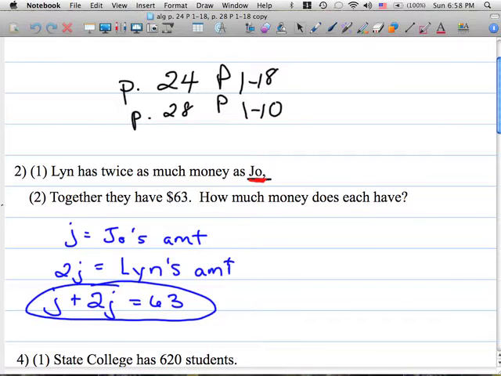There are two unknowns, Lynn and Joe, and to decide which one is going to be represented by a variable first, always look at what the last thing is mentioned and we can build upon it. So if I let J equal Joe's amount of money, then I can take 2 times J, Lynn has twice as much, and represent Lynn. So 2J equals Lynn's amount. The second sentence gives me my equation. Together they have $63. So if I take Joe's amount, J, and add it to Lynn's amount, I get my equation. J plus 2J equals 63.